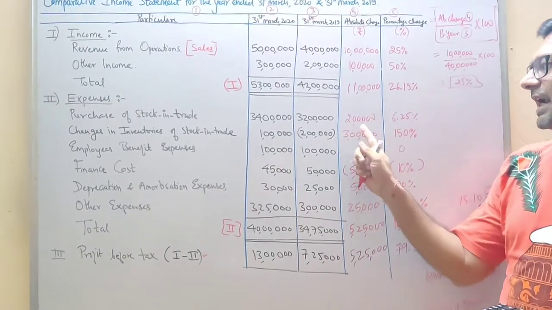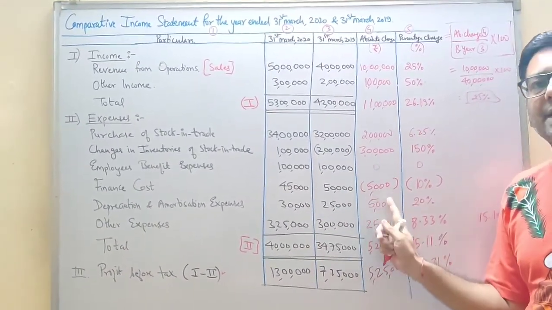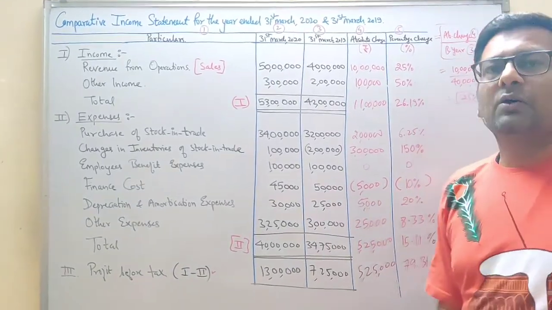So it's very easy, students. If it is increasing, write the amount directly. If it is decreasing, you have to show the decrease by writing the percent in bracket. Hope I am clear with this.